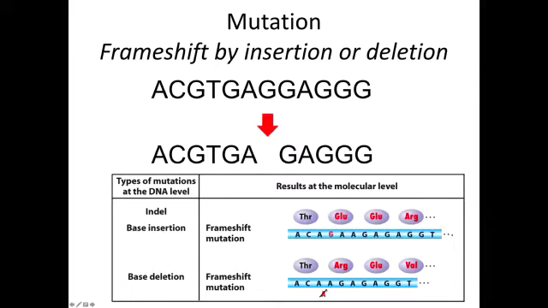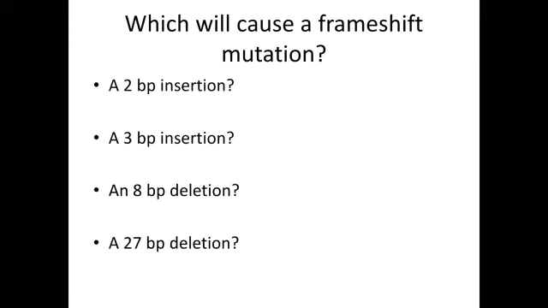Likewise, a deletion can also cause a frameshift mutation because here a 1 base pair deletion has been excised from the DNA sequence. The A here is gone, and so then the translation actually occurs in the form of AGA, GAG, and that will change also the downstream amino acids.